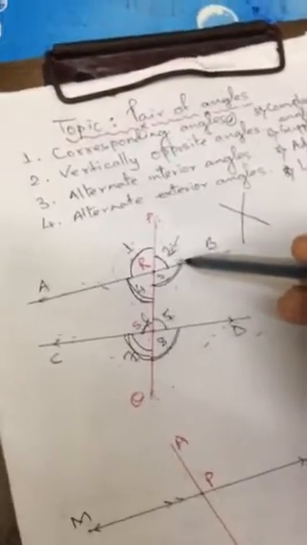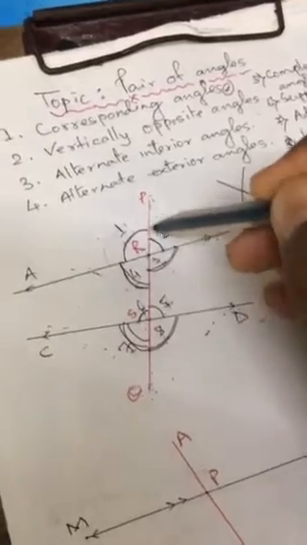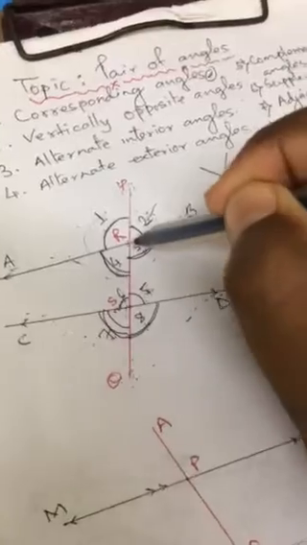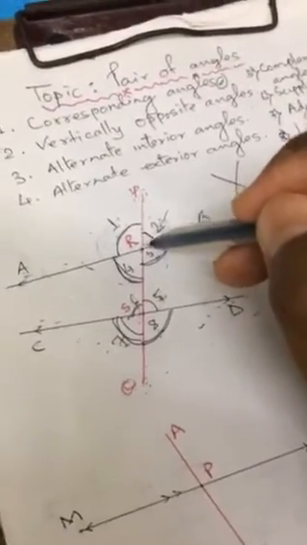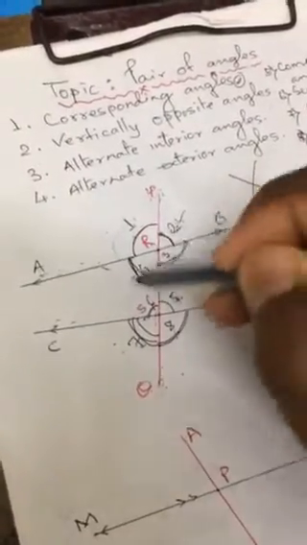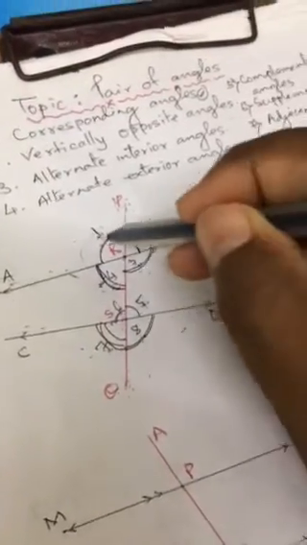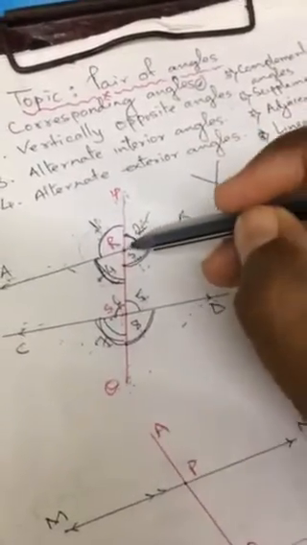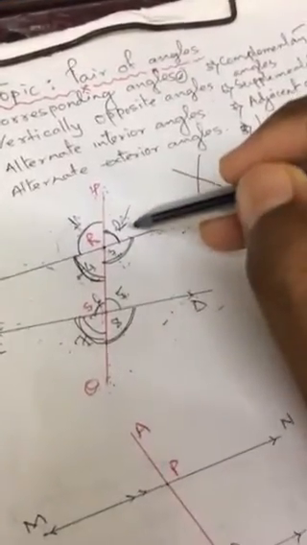Okay, they are called vertically opposite angles. Angles opposite to the vertex. This is the vertex where the lines AB and PS meet at point R. So R is the vertex. So you see here, angle 2 and angle 4 are opposite to each other. Angle 3 and angle 1 are opposite to each other. So angles opposite at the vertex are called vertically opposite angles. That is why they are called vertically opposite angles.